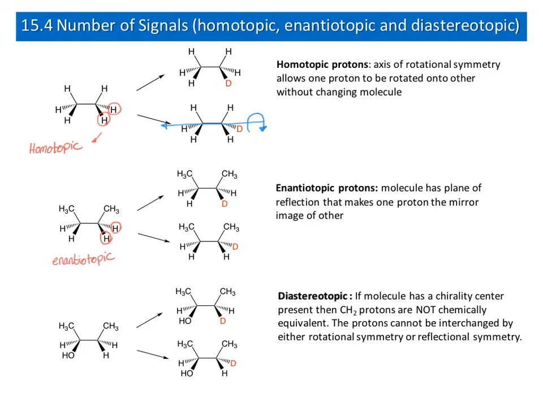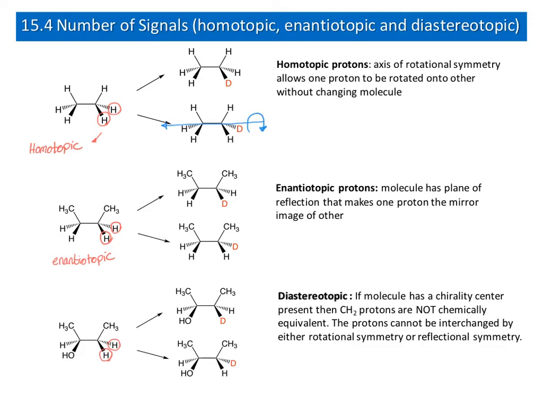Now let's look at this compound right here. We are actually replacing one of the hydrogens in butane with OH. Now we want to know what's the relationship between these two hydrogens, this hydrogen and this hydrogen. So what we are going to do again is the replacement test.